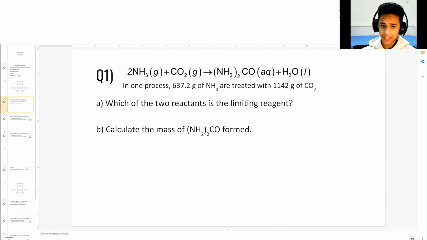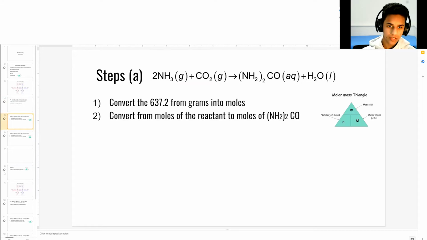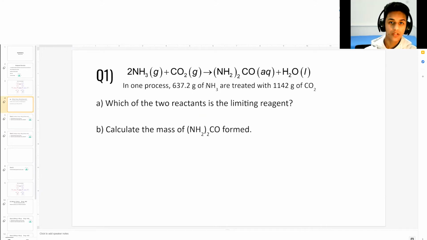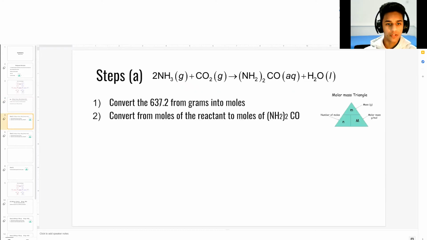To get the limiting reagent, we're going to go through these steps. The first thing is to convert the 637.2 from grams into moles. The 637.2, by the way, is the amount given for the ammonia. So we have 637.2 grams of ammonia, and we should convert this number from grams into moles. So let's do it.